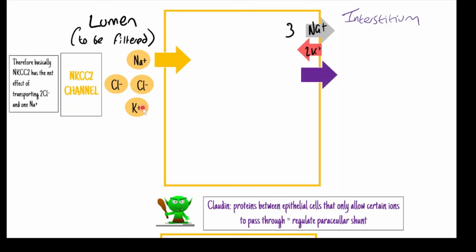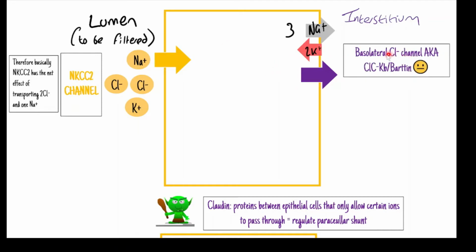Okay. Now, on your basolateral membrane, our first channel we'll talk about is your chloride channel. So chloride comes in via the transcellular route via NKCC2, and it needs to be dumped out into the interstitium. And so this occurs via your channel with the horrible name. It's your basolateral chloride channel, aka CLC-KB Barttin. Barttin, remember, is the little subunit that kind of helps this channel out. This channel has an equilibrium voltage of minus 30 millivolts. Remember, we find out the equilibrium voltage of this stuff by the Nernst equation.